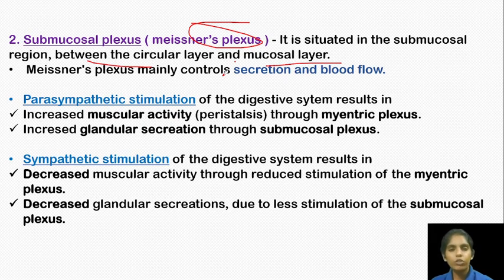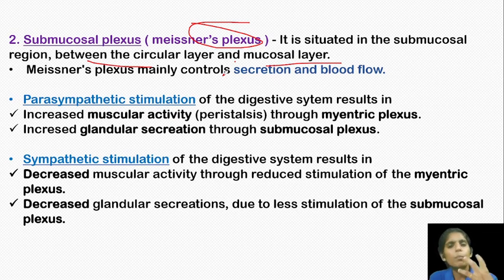And the autonomic nervous system is divided into two parts, the parasympathetic system and the sympathetic system. These parasympathetic and sympathetic systems will control the activity of the digestive system. So if the parasympathetic system is stimulated, the activities of the digestive system will be increased. What will happen? The peristaltic movement, that is the muscular activity of the digestive system, will be increased. The volume of the glandular secretions that are secreted into the digestive tract will be increased.